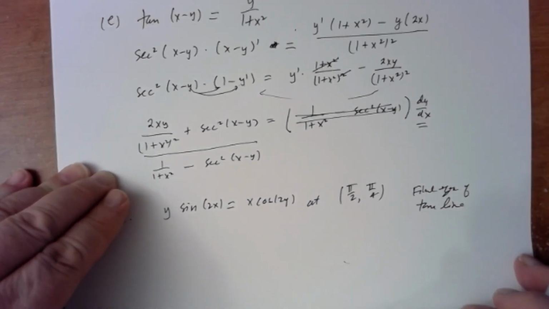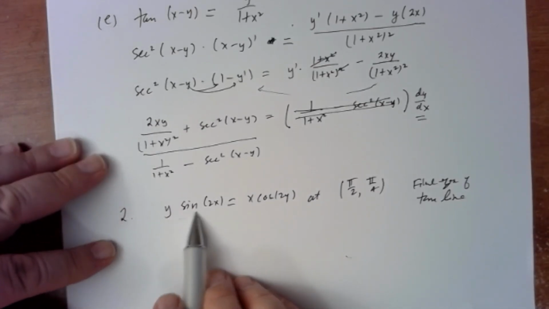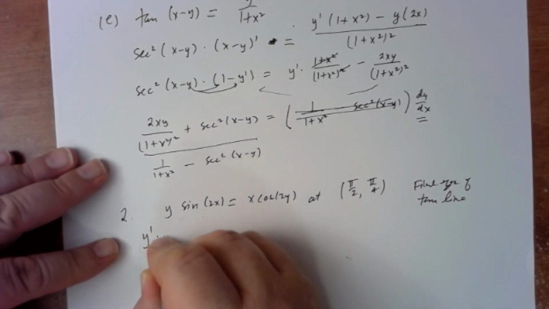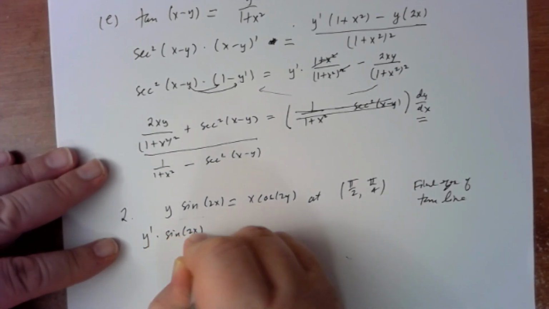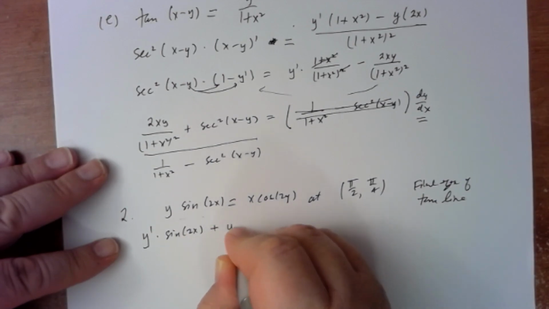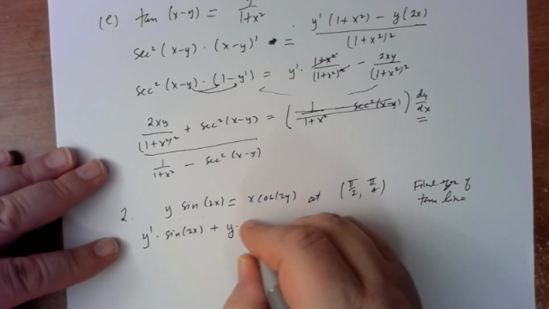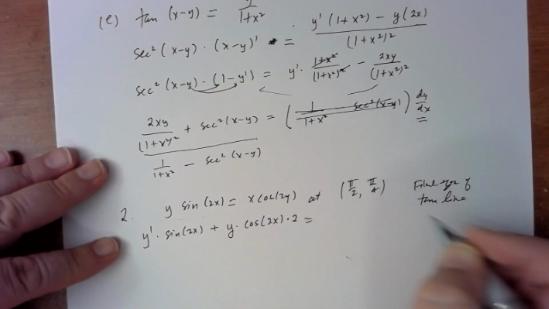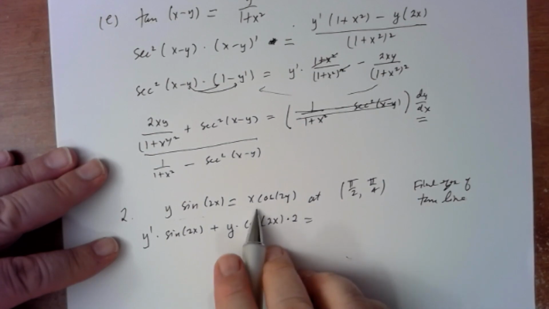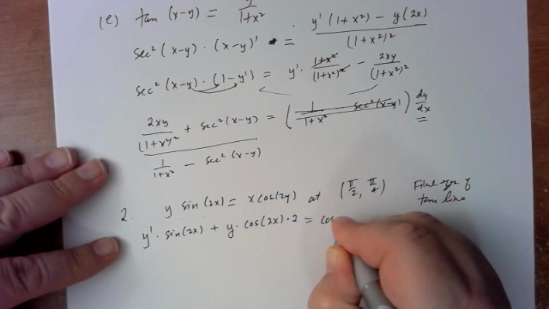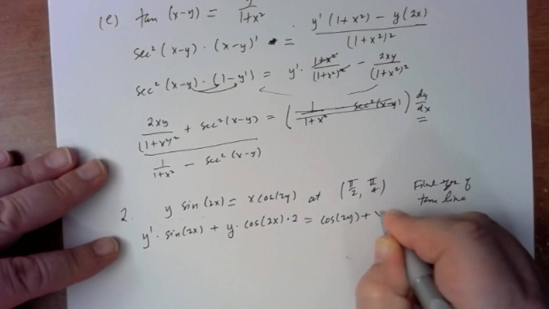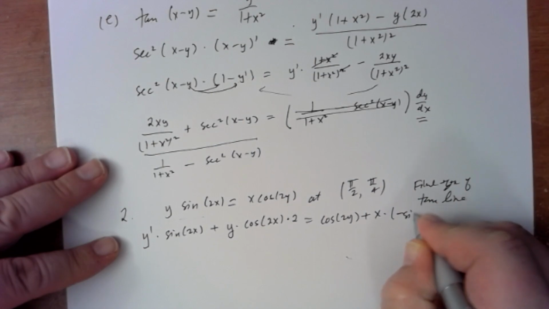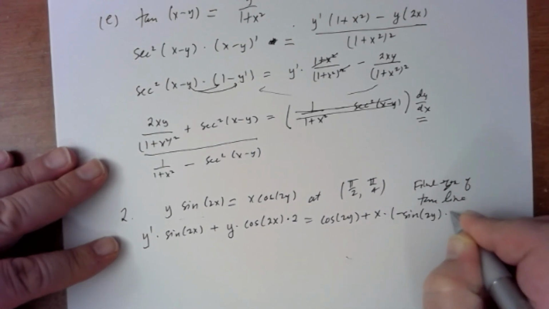Good. So this is going to be a product rule on this side, so we'll have y prime times the sine of 2x plus y times the derivative of the sine of 2x, which will be cosine of 2x times 2. Good, and then on this side we have another product rule. That's going to be 1 times cosine of 2y plus x times the derivative of the cosine of 2y, which will be minus the sine of 2y times 2y prime.